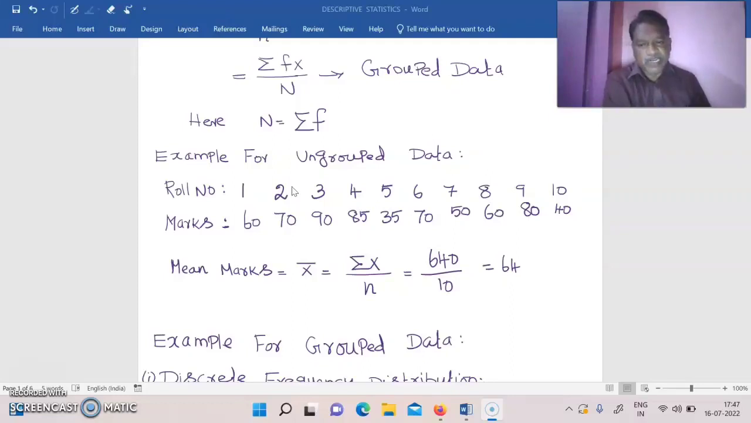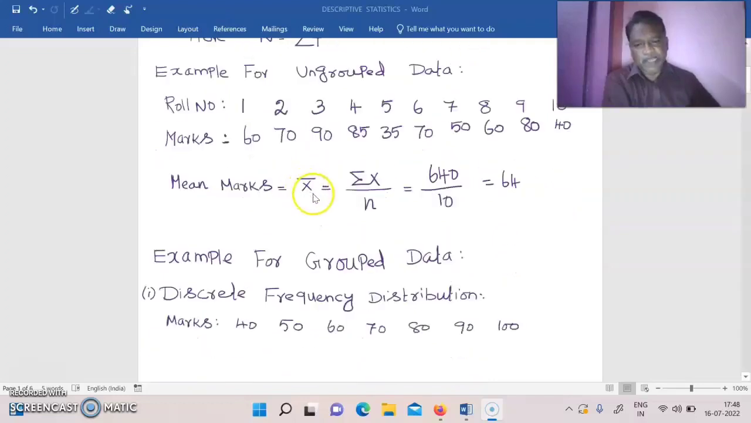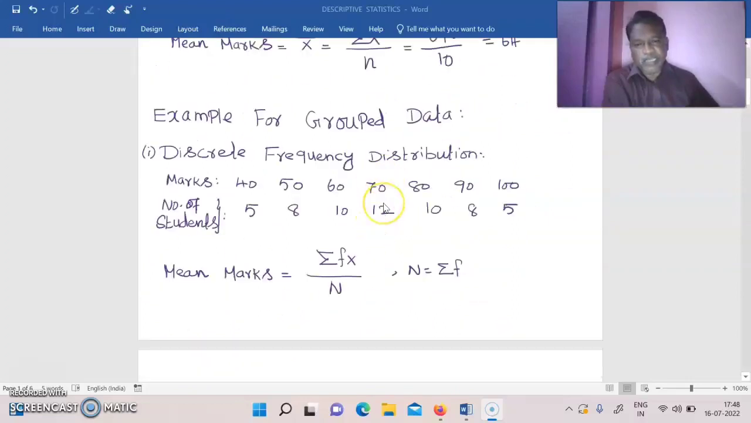For raw data, to calculate the arithmetic mean you sum up all the values and divide by the number of values. N is nothing but the number of values. When you sum up, it will be 640. 640 by 10 is equal to 64. Then grouped data means there are two categories.